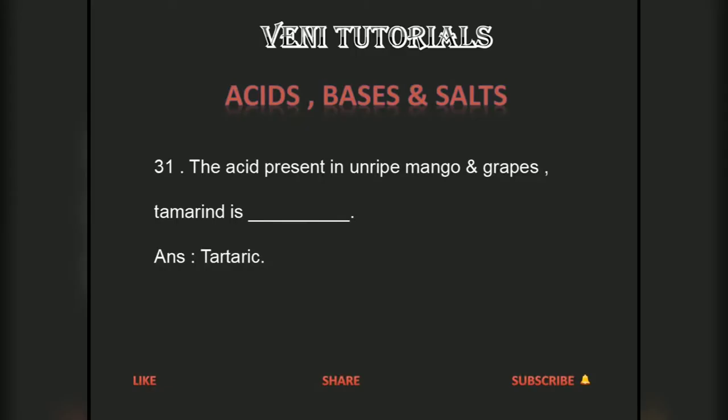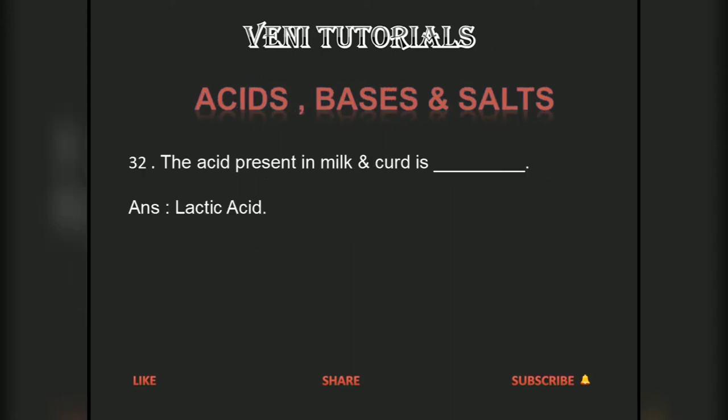The acid present in unripe mango and grapes, tamarind is dash. Answer, tartaric. The acid present in milk and curd is dash. Answer, lactic acid.